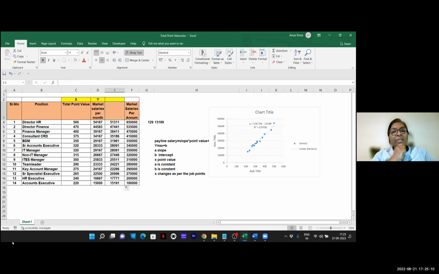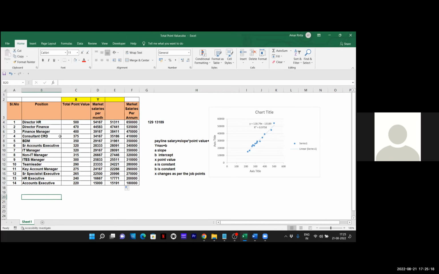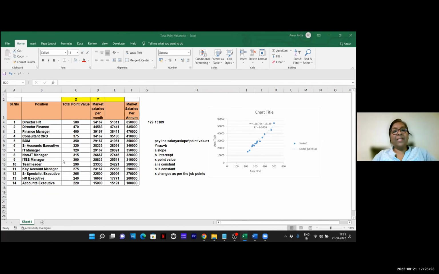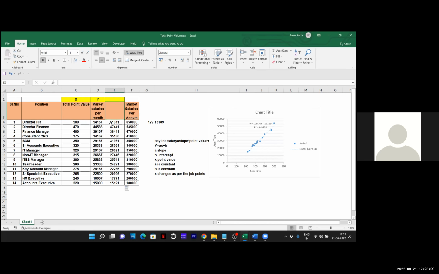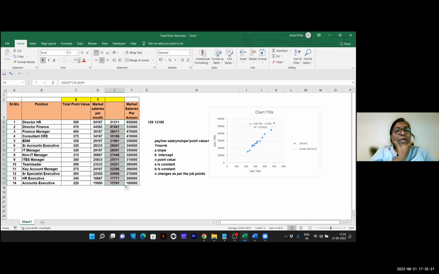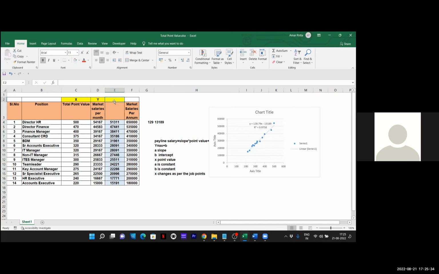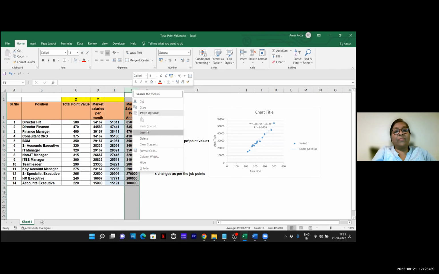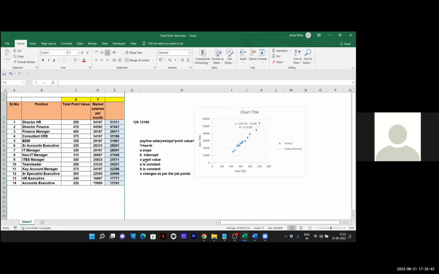Have you calculated at least for 5 positions? Who is sharing? Can I know? Amar. So Amar, what you do, put under G, pay line salary, and just work for 5 positions. All are done. Where have you done? Column E. Okay, put that. Can you hide off market salaries per annum so that the others don't get confused? Hide it off, and write this as pay line salary. Okay, this is what you need to pay.